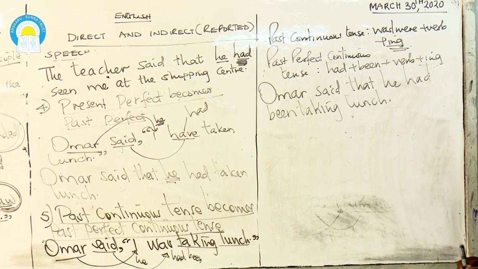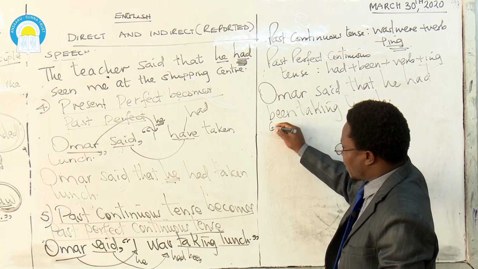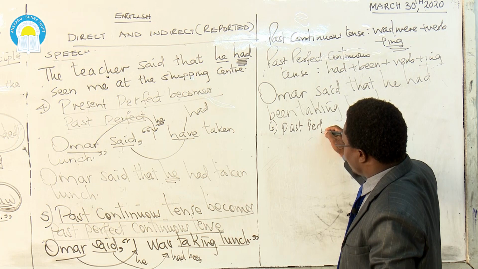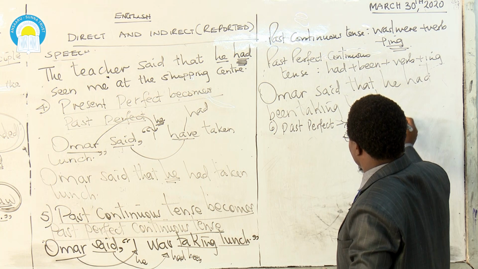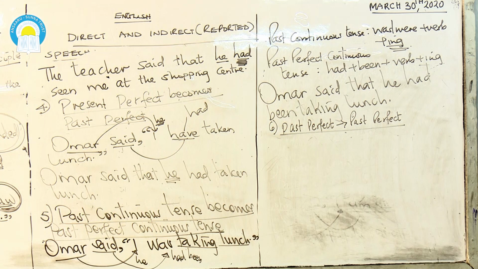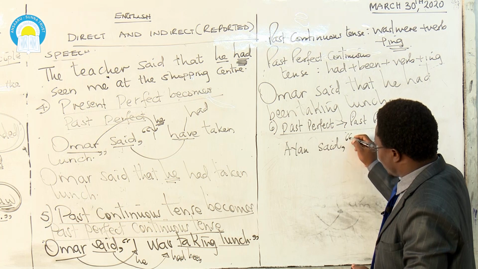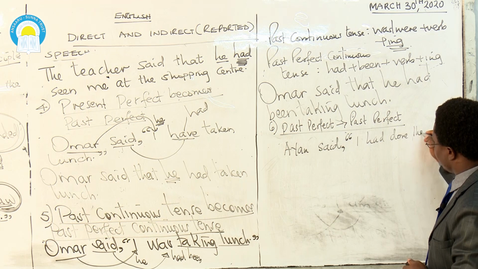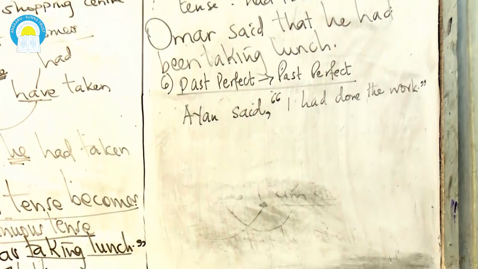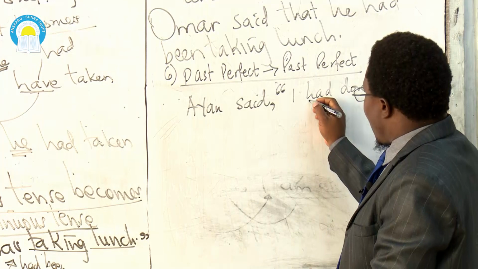To the viewers again, may I lead you to rule number 6, which is past perfect remains past perfect. Past perfect remains past perfect. It does not change. Juma or Ayan, for gender balance, said, I had done the work. Ayan said, I had done the work. Had done reminds us of past perfect.